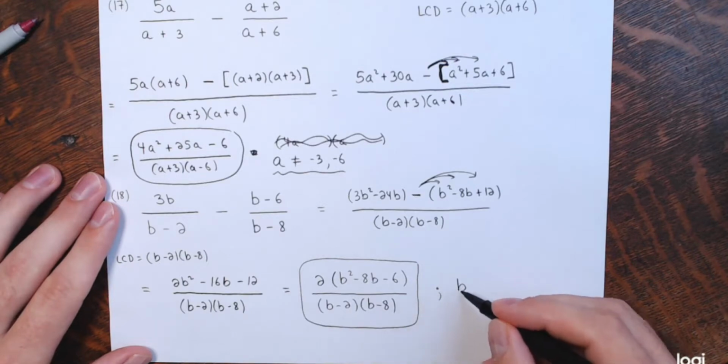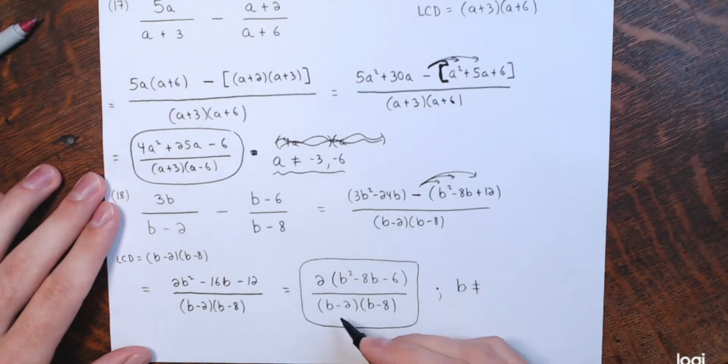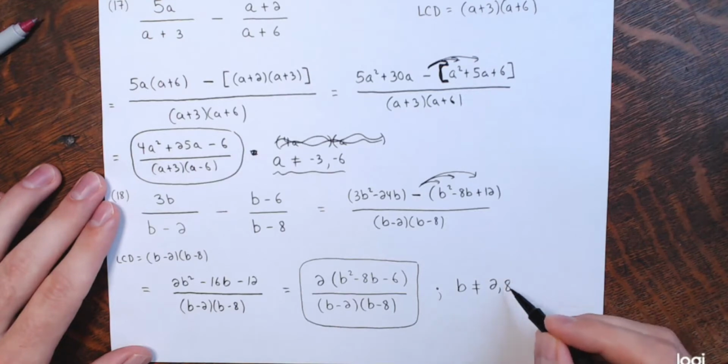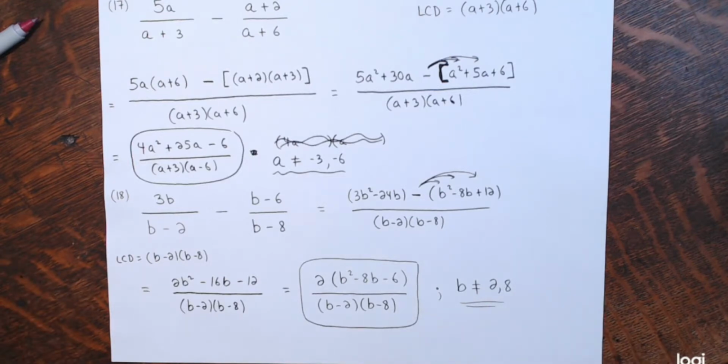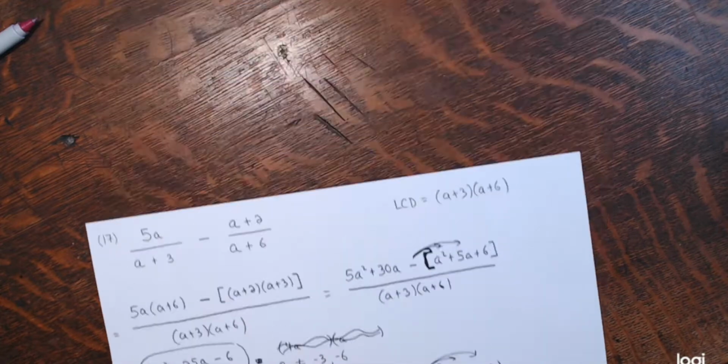And the values that you can't replace b with are positive 2 and positive 8, because those will give me denominators of 0. And so I just mark that off to the side like I do every problem. Same steps. Same steps every single time. Example 19.